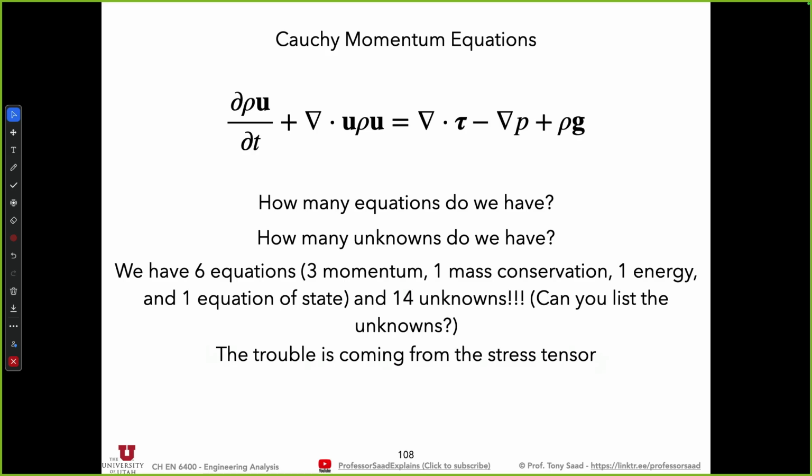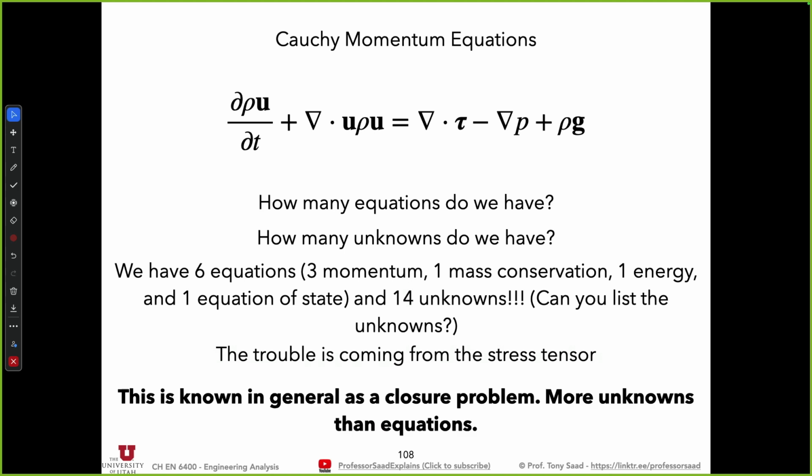But the additional 9 components of the stress tensor made this an unclosed system. Now, in general, in transport, in fluid mechanics, solid mechanics, we call this a closure problem. You have more unknowns than you have equations, okay? And the only way around this is to connect the unknowns to the known quantities or develop new equations for the unknowns, okay?